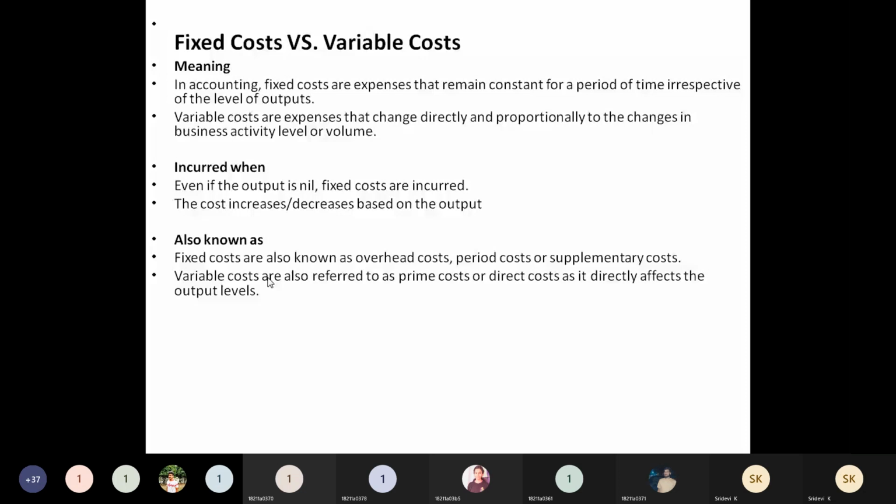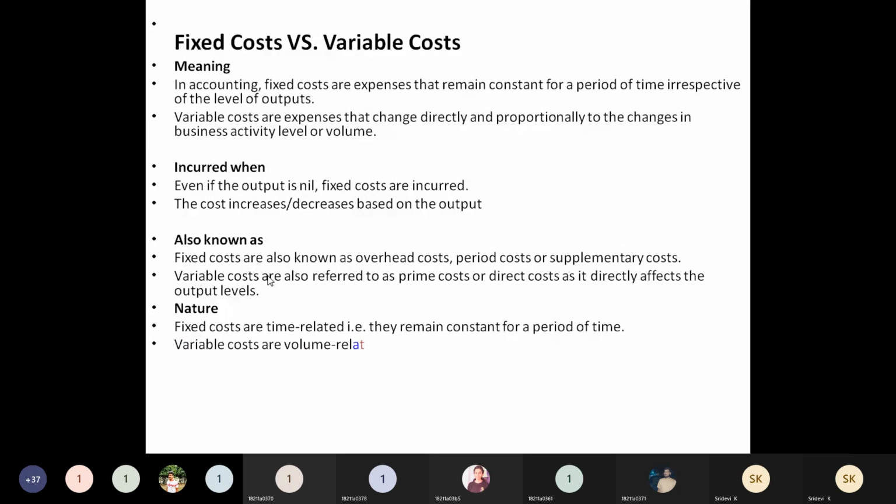And what is the nature of fixed costs? Fixed costs are related with the time period. In a particular period, these fixed costs will be constant. After that period, these will be changing, but in the short period, this will be fixed. Whereas variable costs are not related with the time period. They are related with only the output.